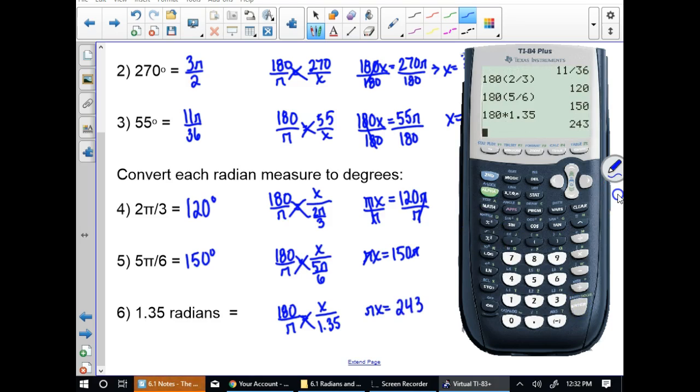Now, that does not have a pi with it because 1.35 did not have a pi. So I have to divide by pi here, and it's not going to cancel out. So I have to do 243 divided by pi. So I'll get 77.349 degrees. We'll round to 3 places there, so 77.349 degrees. Typically, if you have a decimal in the problem, you end up with a decimal in your answer for those problems.